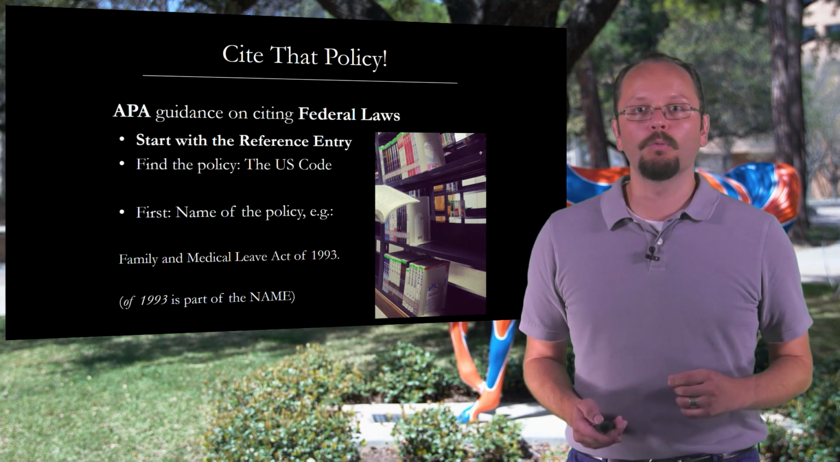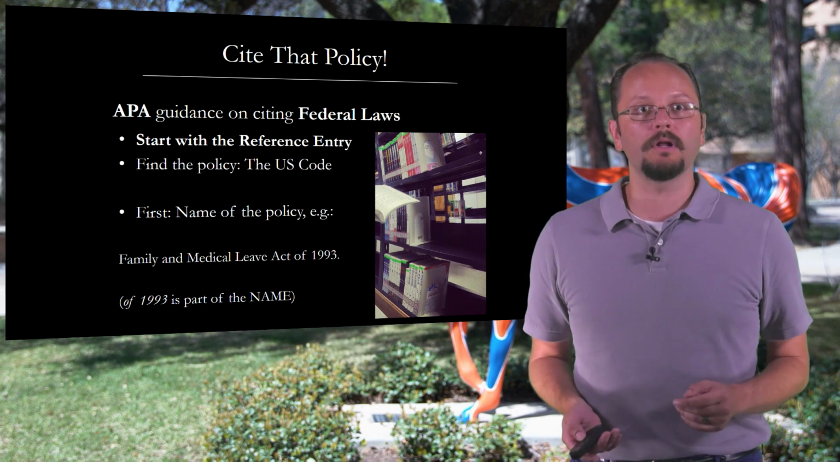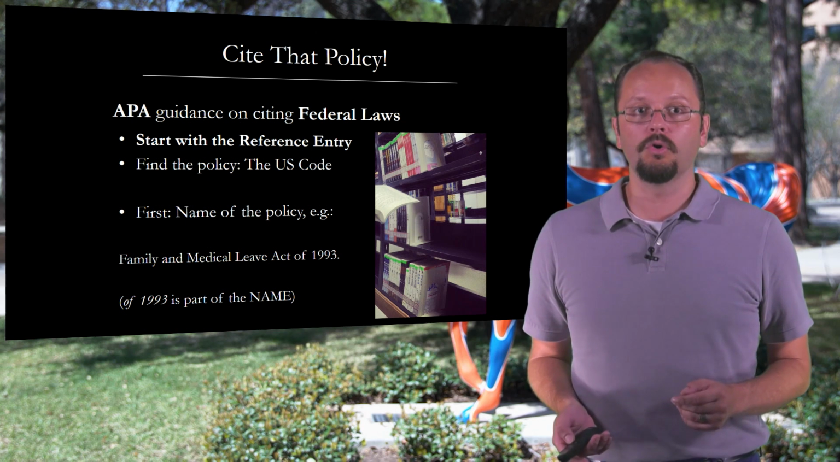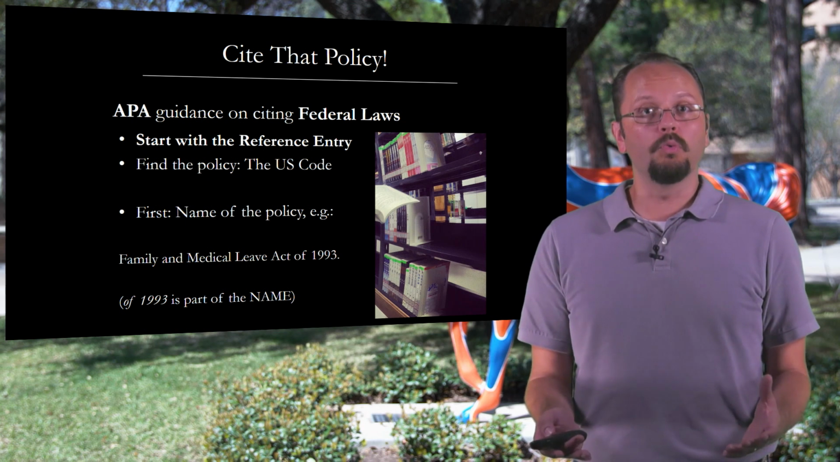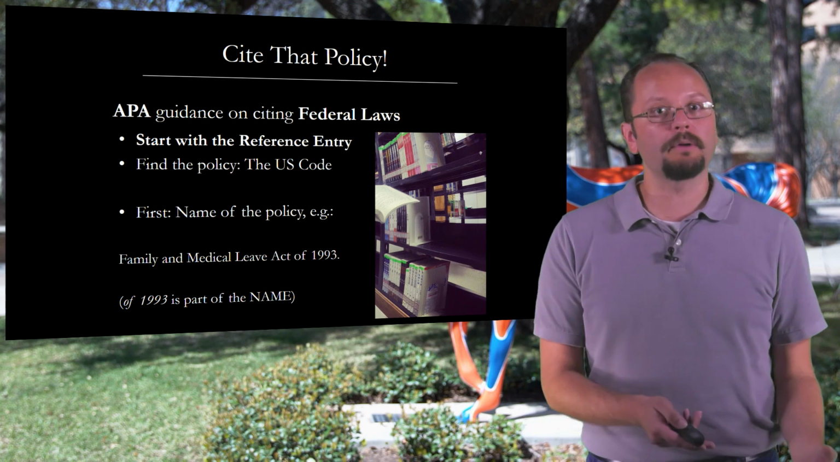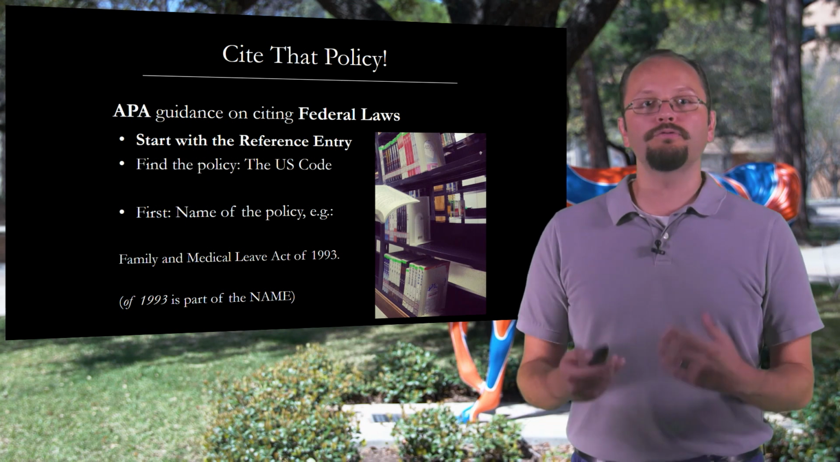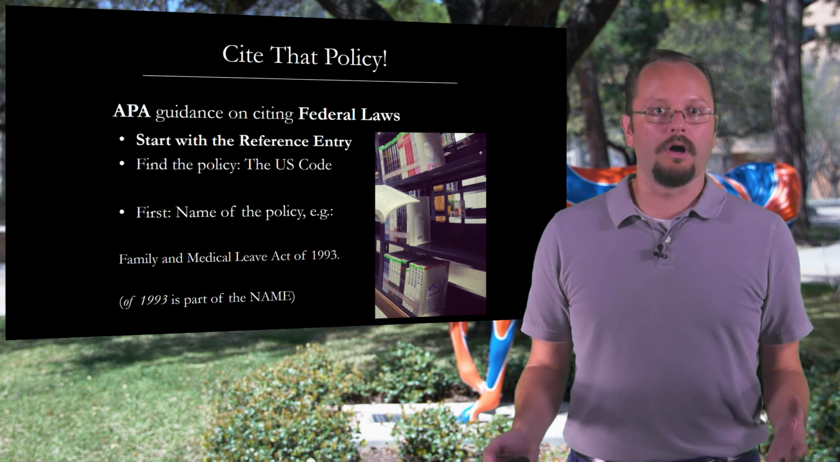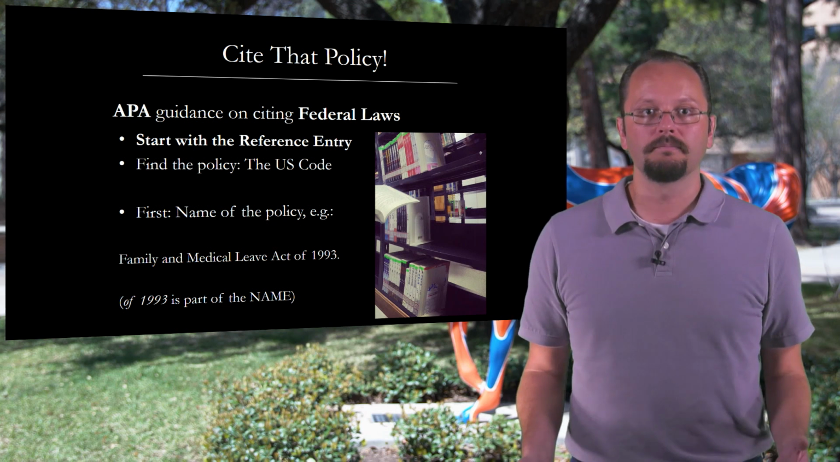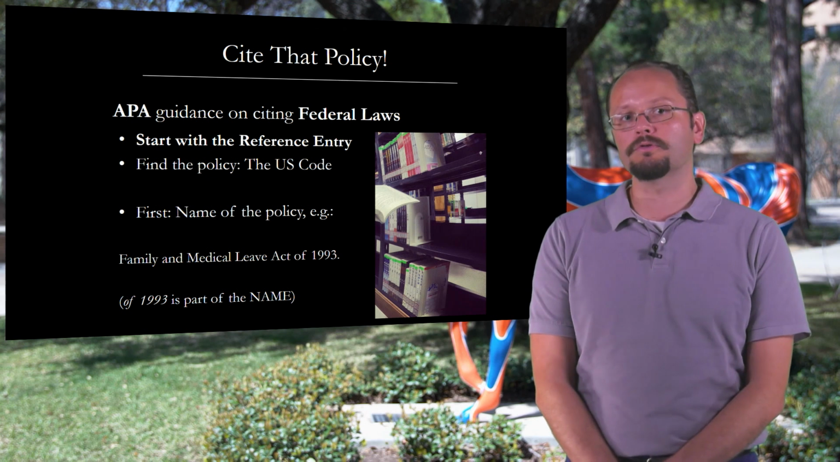In this presentation, I'm working on the assumption that you've already chosen the policy you want to talk about, so you'll know which policy you want to be citing. And that means you can start off by composing a reference entry that would go at the end of your document. For federal laws, if you've got a U.S. law that governs the entire United States, you're going to want to start by building a reference entry.